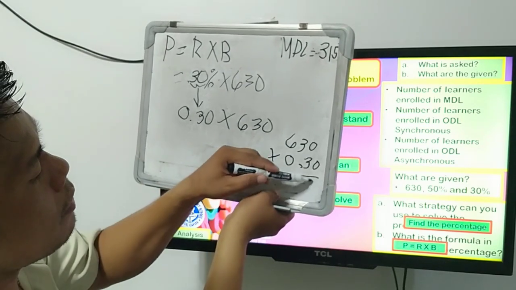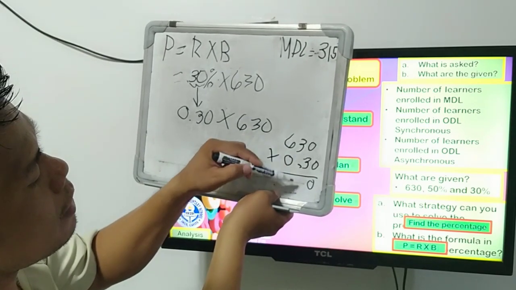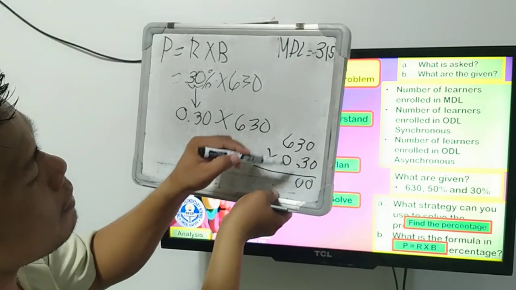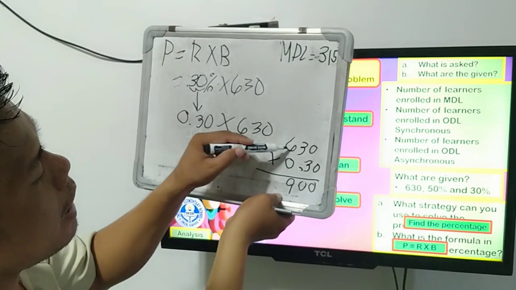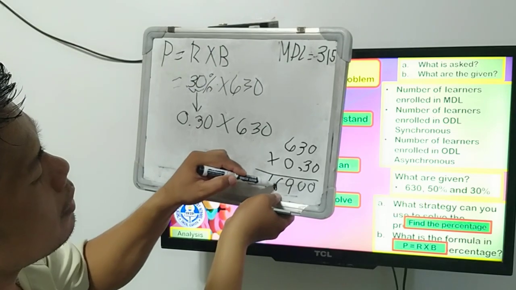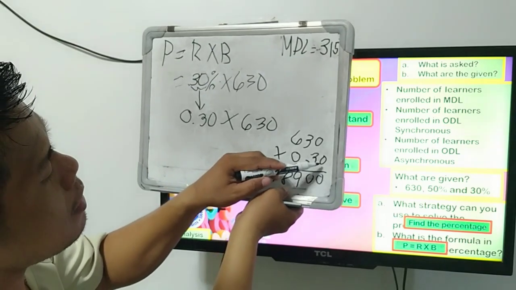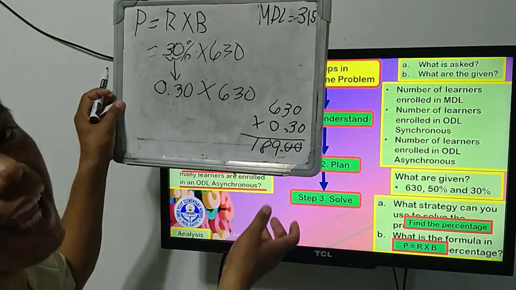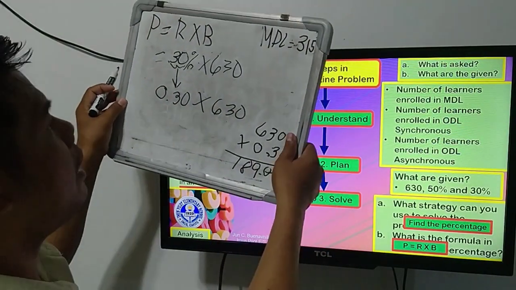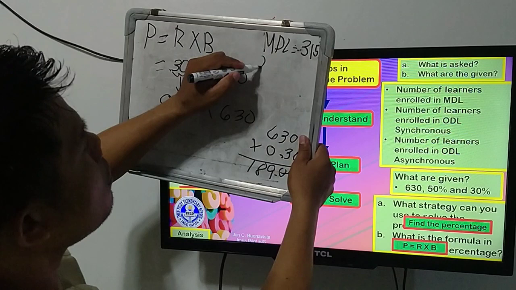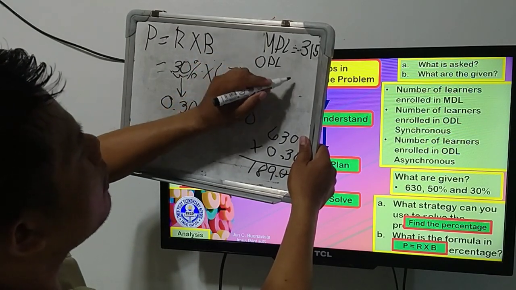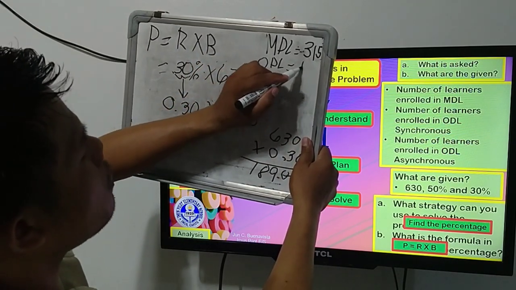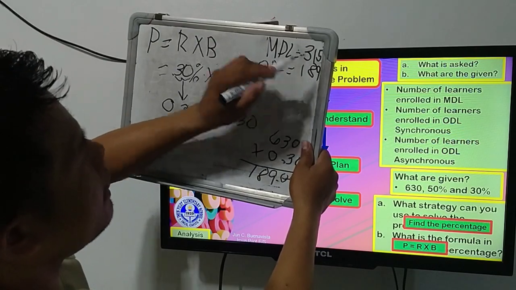So we have, bring down 0. 3 times 0 equals 0. 3 times 3 equals 9. 3 times 6 equals 18. Then count the number of decimal places. 1, 2, 1, 2. So this is 189. So the ODL synchronous is equal to 189.